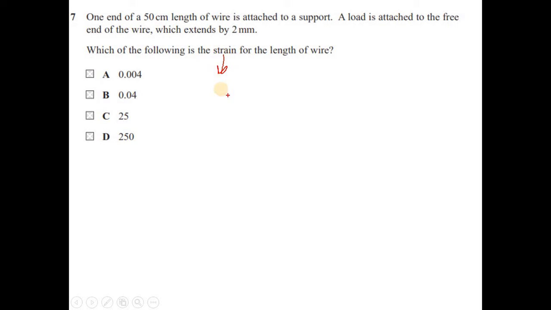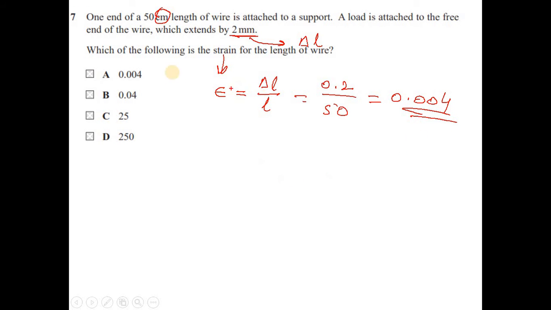Strain is epsilon, which is change in length divided by original length, and the change in length is 2 millimeter. This is delta L, but remember the original length is given in centimeter, so we must have the change in length in centimeter, divided by 10, so 0.2 divided by 50, and the answer is 0.004. This is your strain, so option is A.